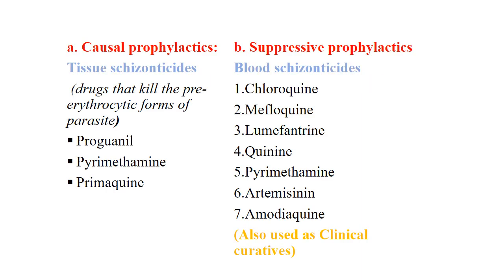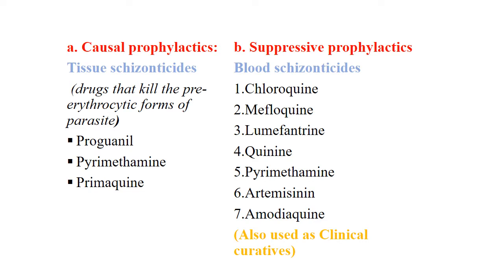Now the therapeutic classification is shown next. According to therapy, they are divided into the following groups. Prophylactics, which are also known as tissue schizonticides. These are the drugs that kill the pre-erythrocytic forms of parasites. These drugs are proguanil, pyrimethamine, and primaquine.